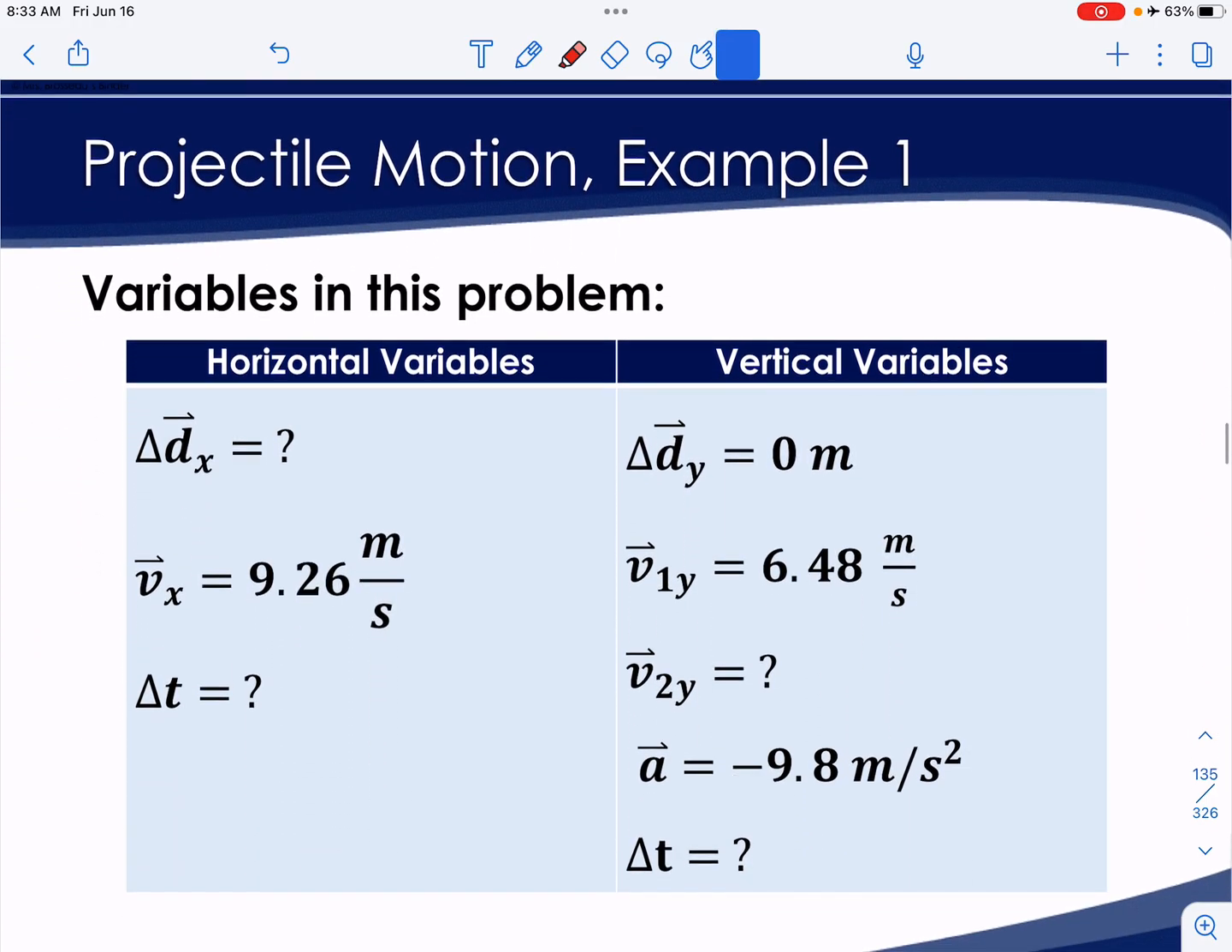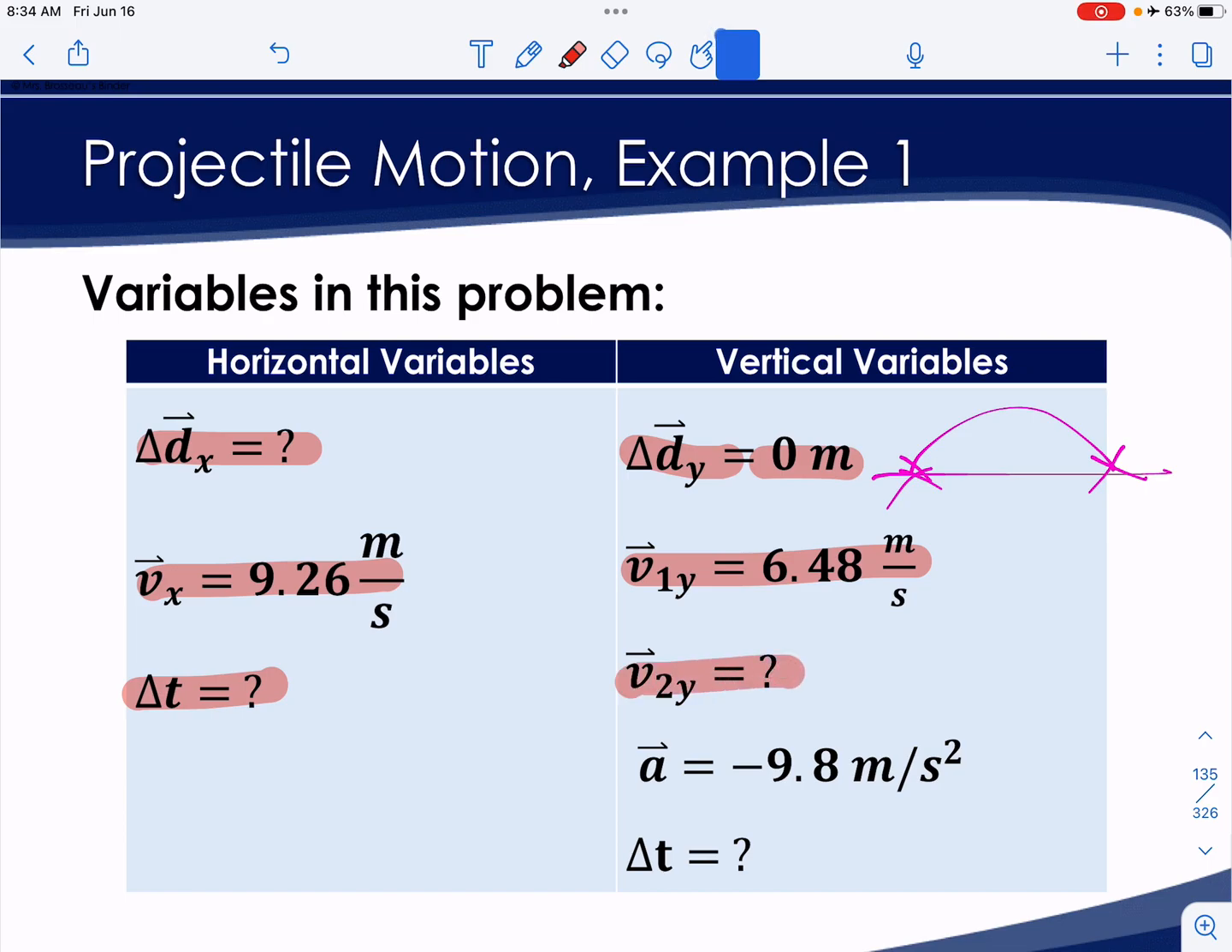Okay? So now we have, on our horizontal, we have this. We don't know this, and we don't know this, right? In the vertical, we have delta dy. We know that the ending displacement, because it starts and ends at ground level, is 0. We know V1y, because we just calculated that, is 6.48 meters per second. We don't know what V2y is. We know the acceleration is negative 9.8, and we don't know delta t.